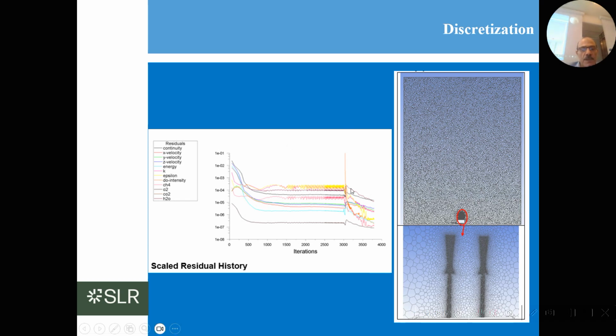And here, this image to the left is showing the scaled residual history. And all the variables you see are being reduced by at least 10 to the minus 4 to 10 to the minus 7, demonstrating a valid numerical solution.